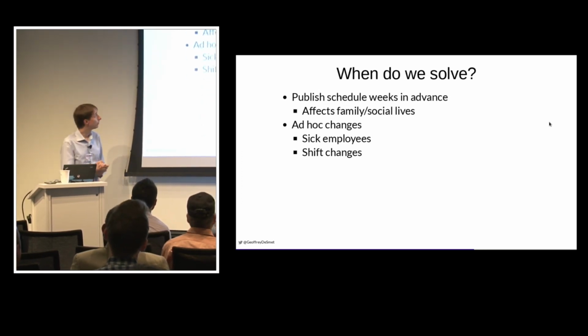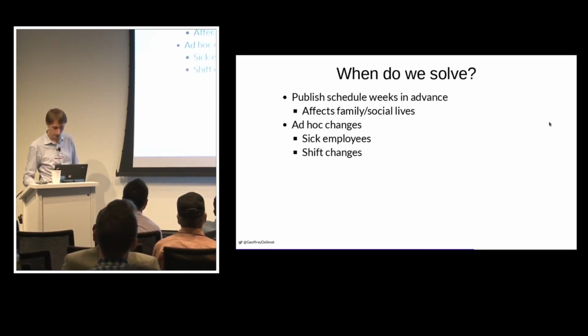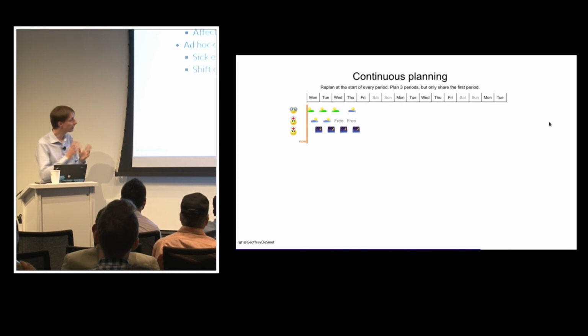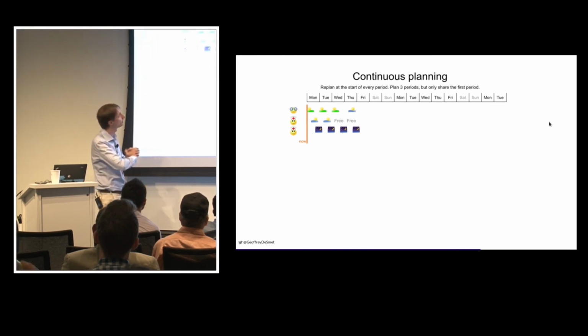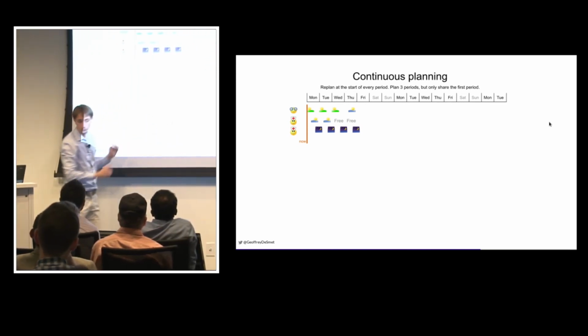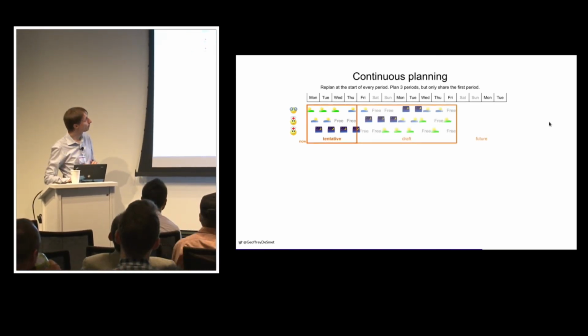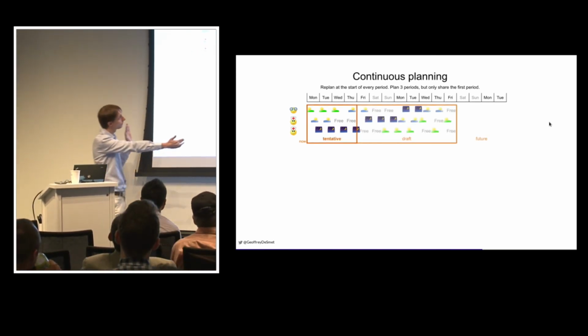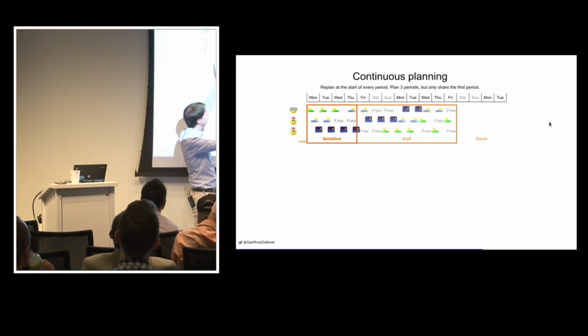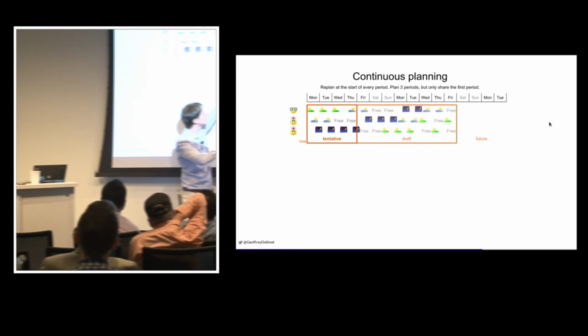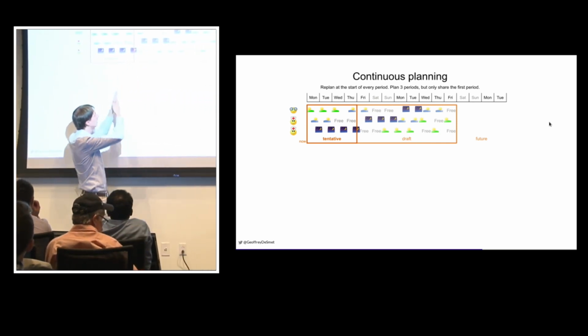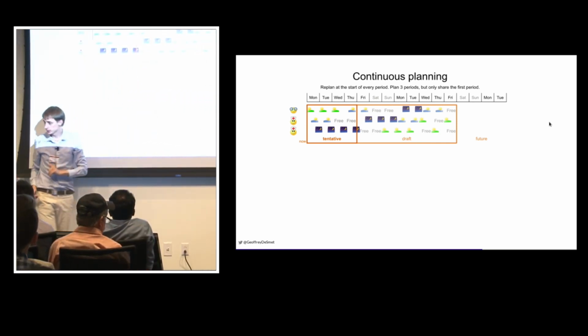So when do we solve? One thing we do is called continuous planning. Instead of just solving for a week, we solve for a longer period of 3 weeks. So we make sure that whatever we do here, we don't end up in a difficult situation the week after. So we plan for, let's say, 3 weeks.